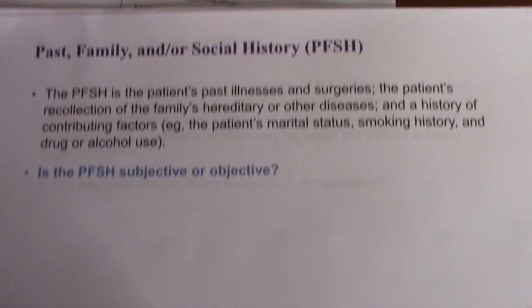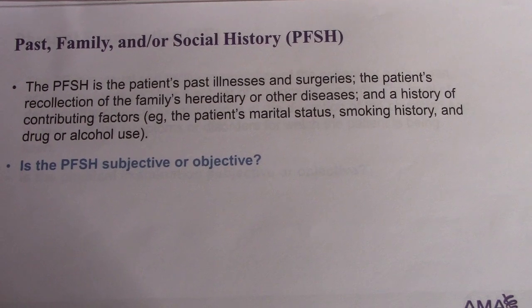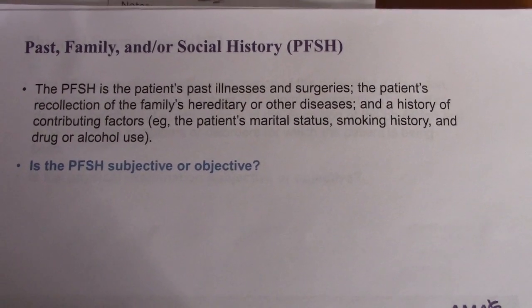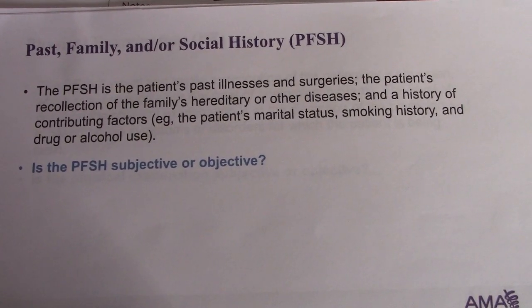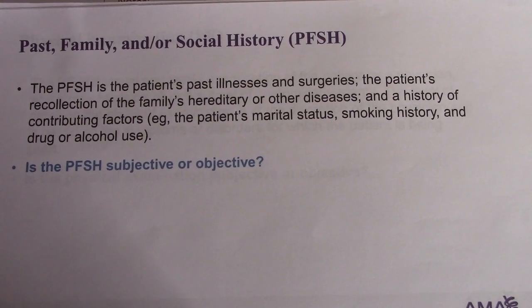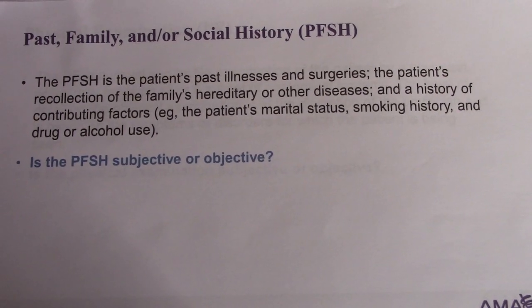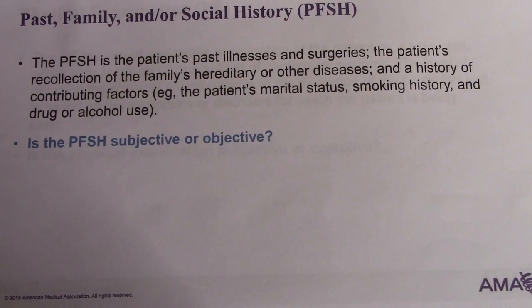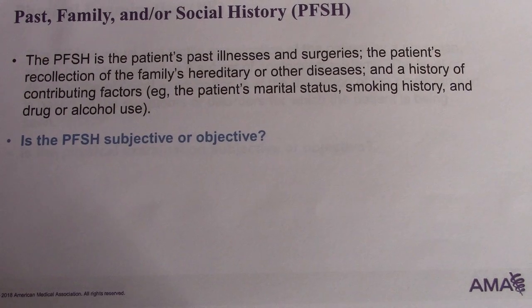Past family and or social history. The past family and or social history is the patient's past illnesses and surgeries. The patient's recollection of the family hereditary or other diseases and a history of contributing factors, for example, the patient's marital status, their smoking history, and or drug or alcohol use. So, is the past family and or social history subjective or objective?